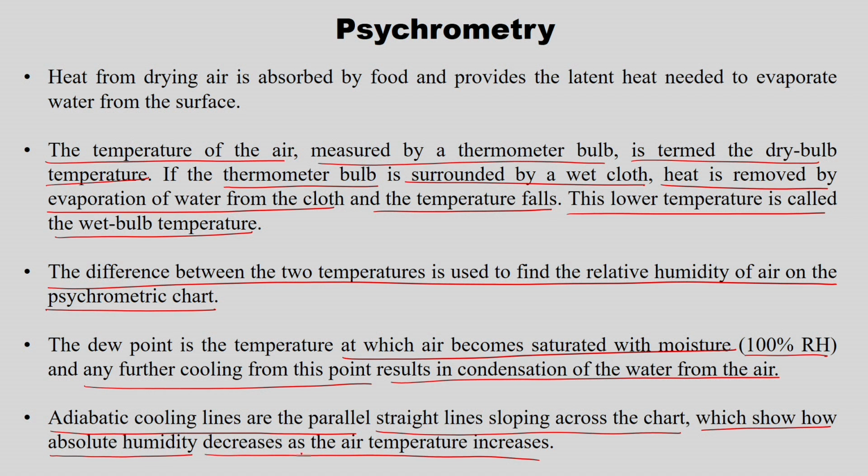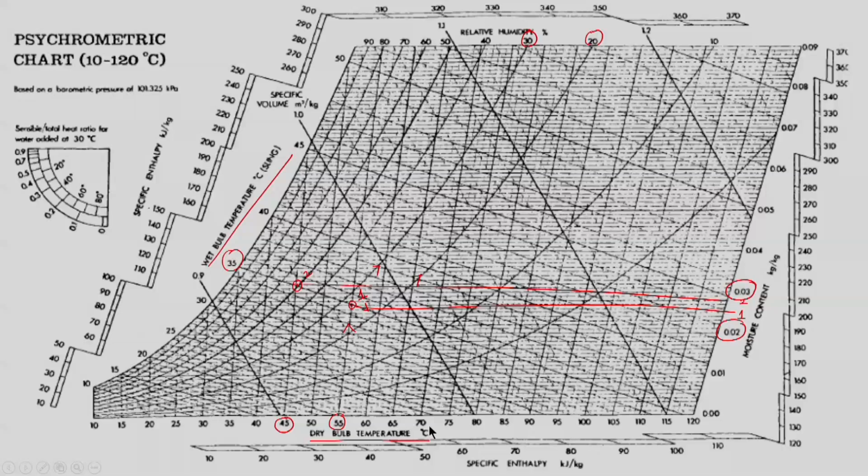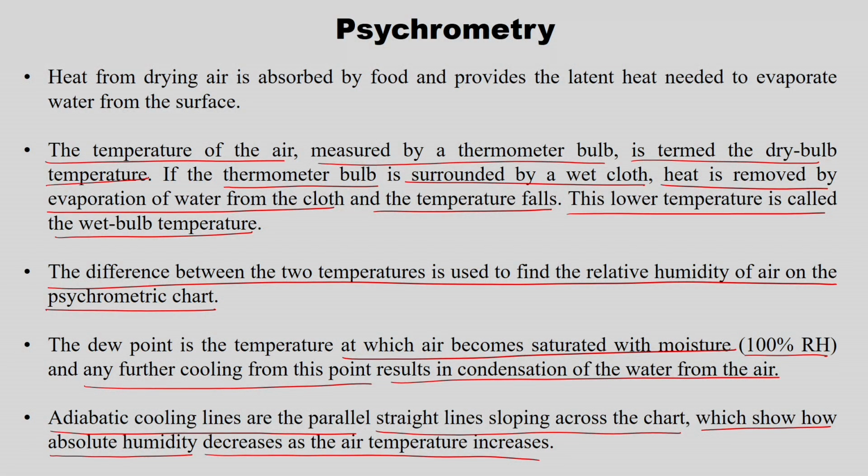Absolute humidity decreases as the air temperature increases. So, point 2 is lower temperature, so that is having higher absolute humidity, which is nothing but moisture content. Point 1 is having higher temperature, so that gives me lower moisture content. So, 2 minus 1 is nothing but the amount of moisture that is removed when you increase the temperature. Okay. So, that is something basic about psychrometry.